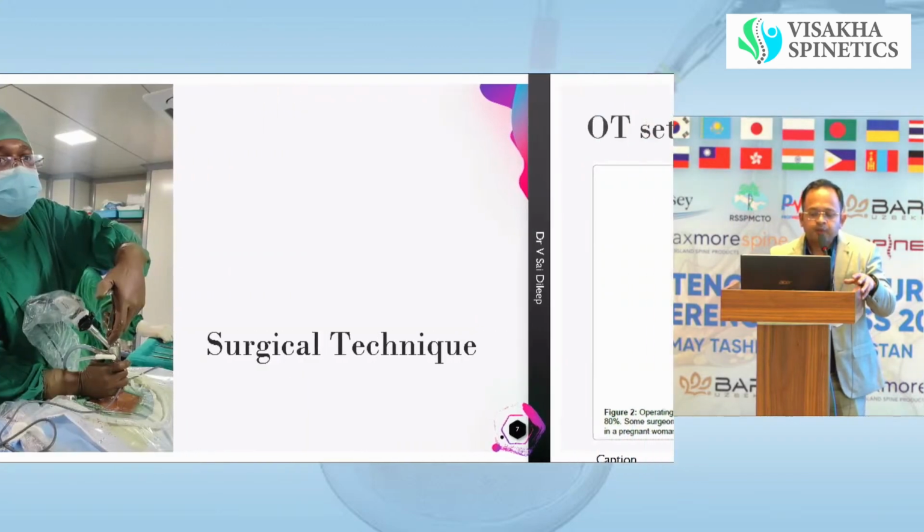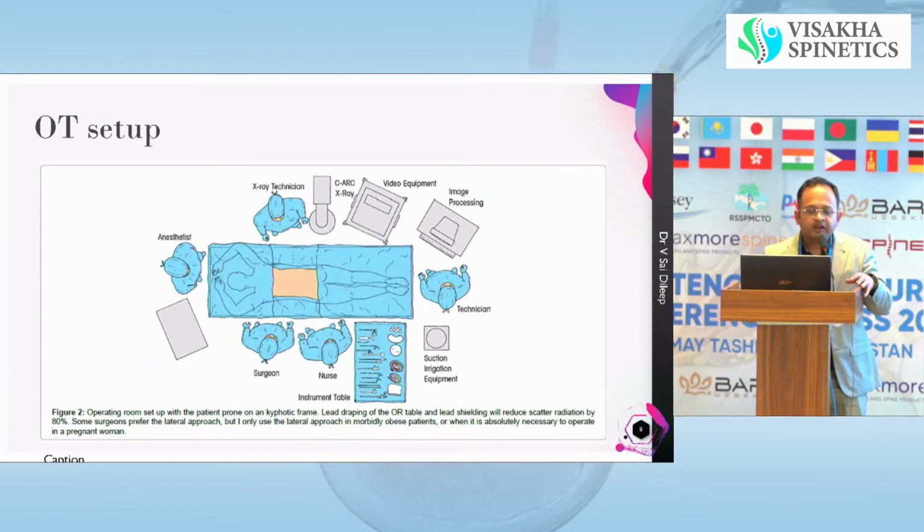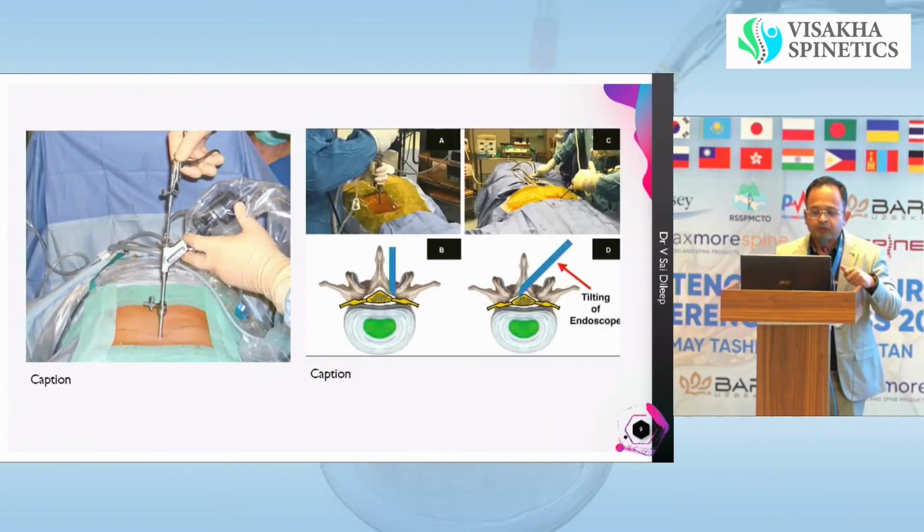Now the technique: this is the OT setup, how you are going to present and how you are going to start. Initially for beginners, the side of herniation is the side of the surgeon's hand, and all the vision equipment, C-arm, X-ray and image processors are on the opposite side. Your scrub nurse stays on the right or left side depending on the hand of your surgeon. This is very important, and it is also important when you are trying to do something called the contralateral approach.